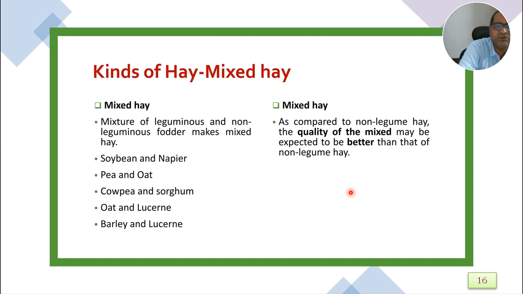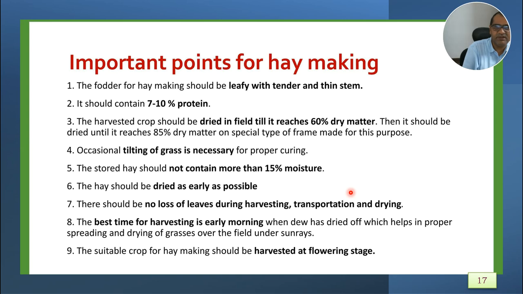Compared to non-leguminous hay, the quality of the mixed hay may be expected to be better than that of the non-legume hay. Always it is anticipated. So a few important points for hay making once again. They should contain more leaf than stems, and be tender and thin. Then they should contain 7 to 10% protein at maximum.